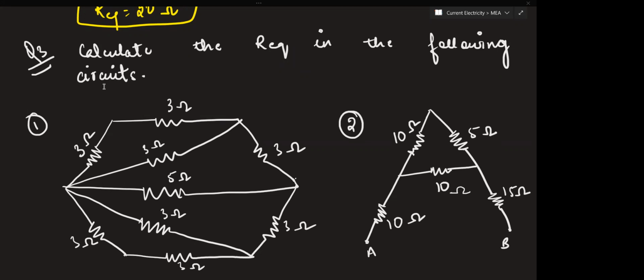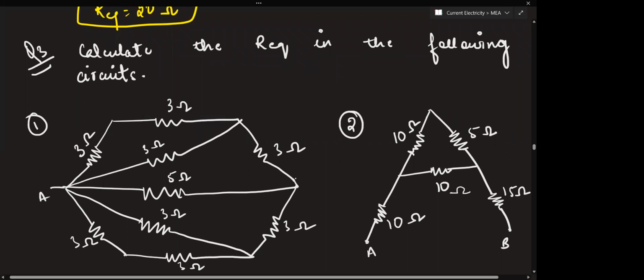Yes, Salman. 5/3. That is correct for the first one. Just for your confusion, this is A and this is B. So across A and B, you have to calculate.